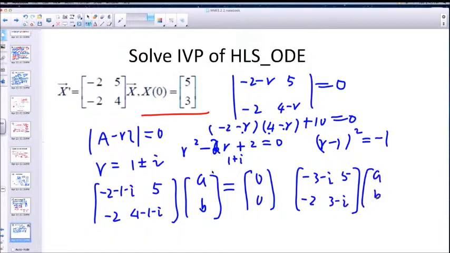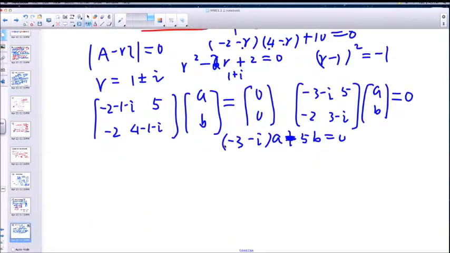a b equals 0. Believe it or not, this one is really the same equation. They have to be the same. So you select the one to get the other. So I'm going to select the negative 3 minus i a plus 5b equals 0. I only need the one. So what I get is 5b equals 3 plus i a.